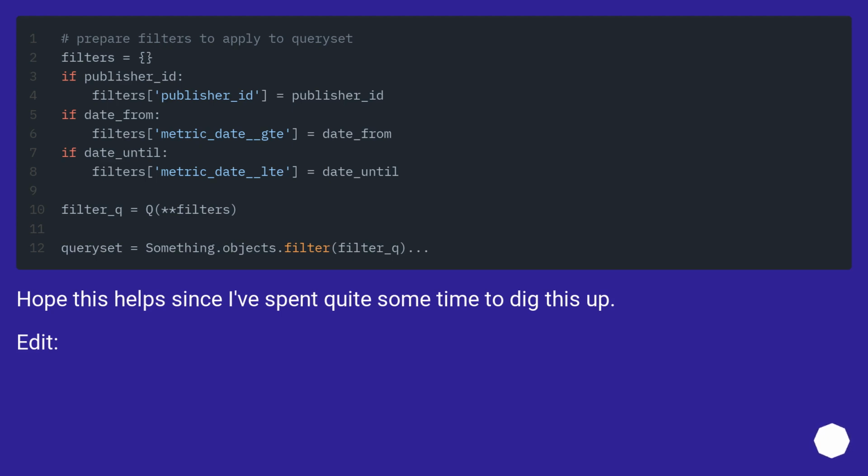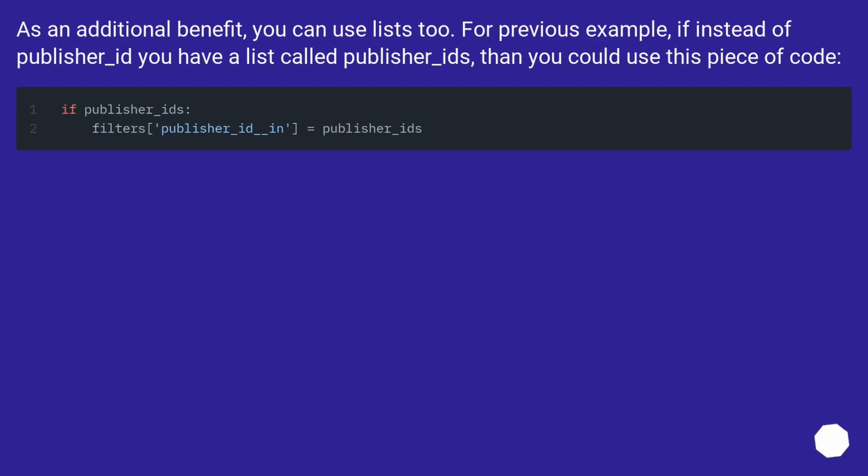Edit. As an additional benefit, you can use list too. For previous example, if instead of publisher_id you have a list called publisher_ids, then you could use this piece of code.